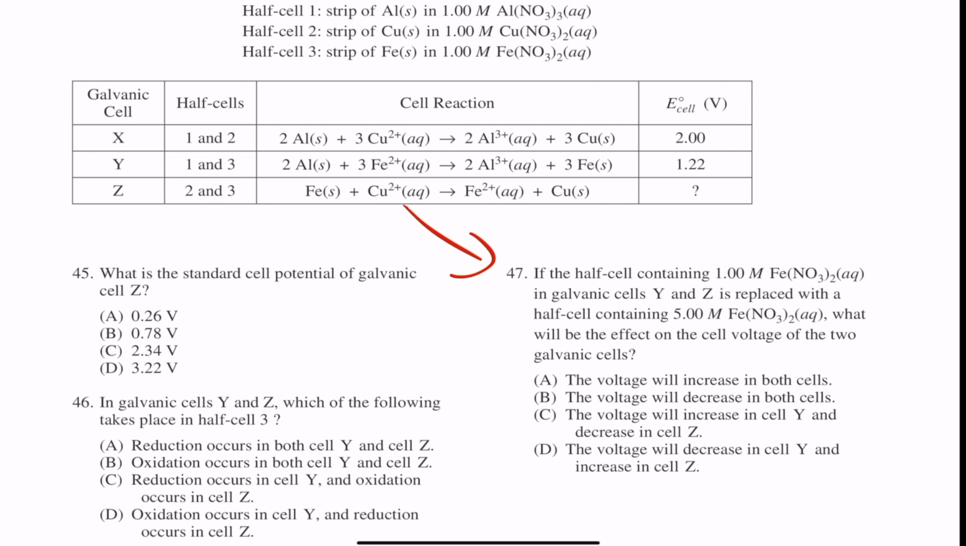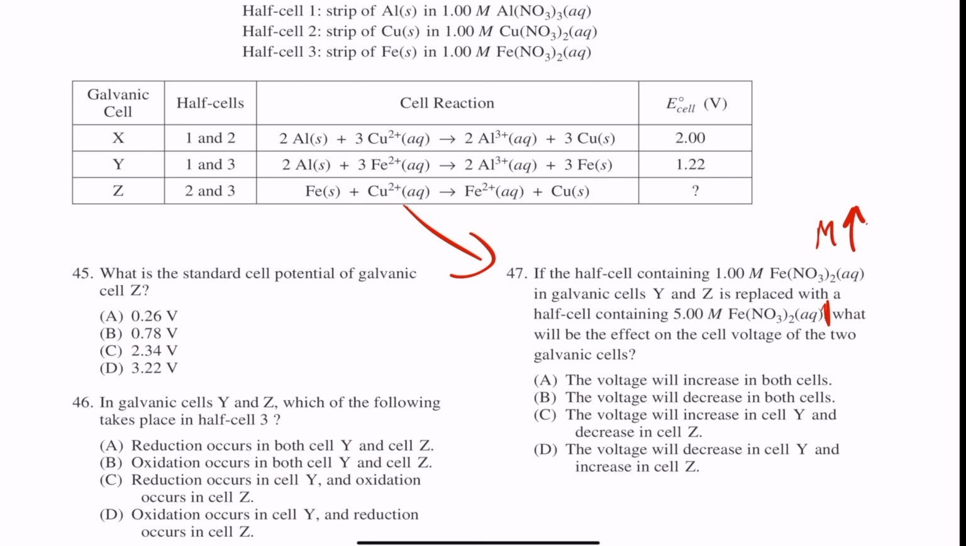Number 47. If the half cell containing 1 molarity of iron 2 nitrate in galvanic cells Y and Z is replaced with a half cell containing 5 molarity of iron 2 nitrate, so basically the concentration is going up. What will be the effect on the cell voltage of the two galvanic cells?